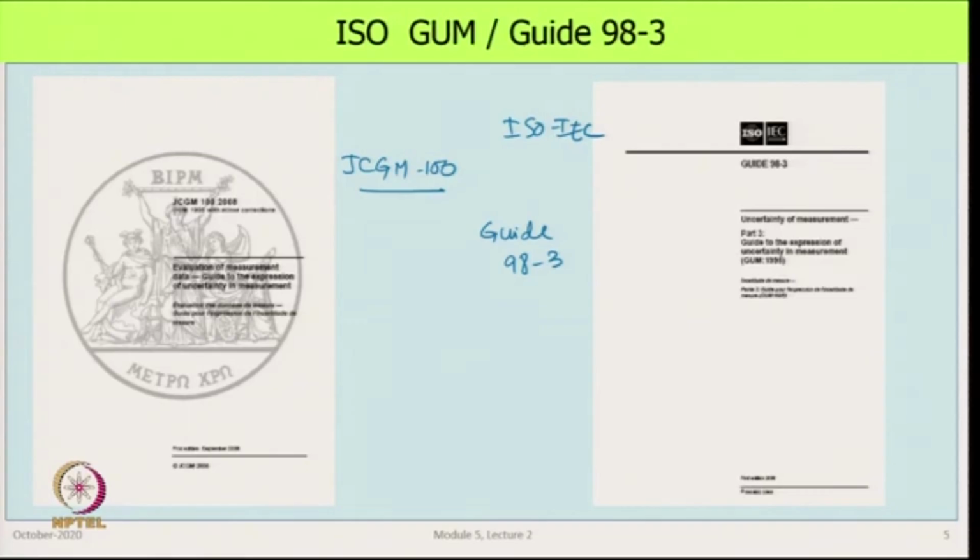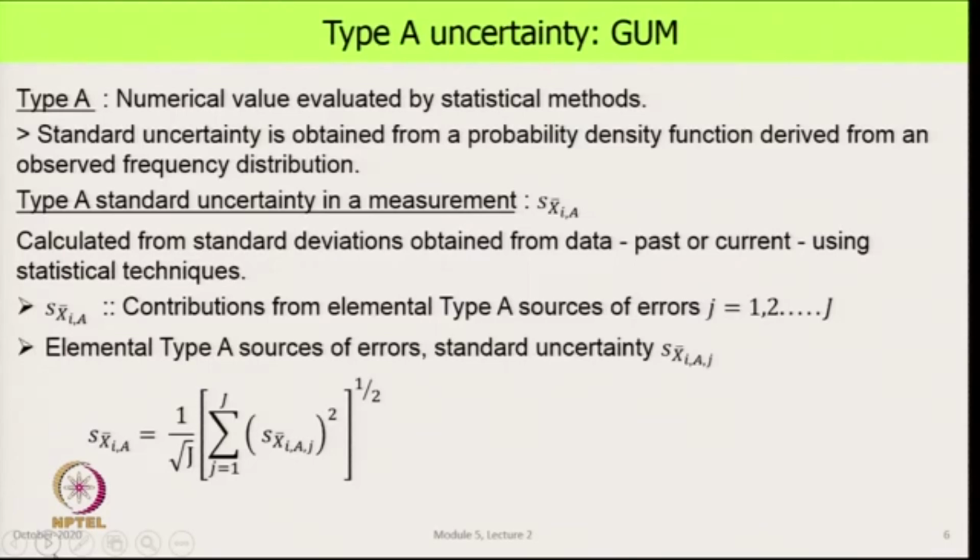Now, according to this guide, sources of error are classified as type A and type B. Type A errors or causes of errors result in an uncertainty which is evaluated by statistical methods. So, type A errors are those where the numerical value of the uncertainty is evaluated by statistical methods.